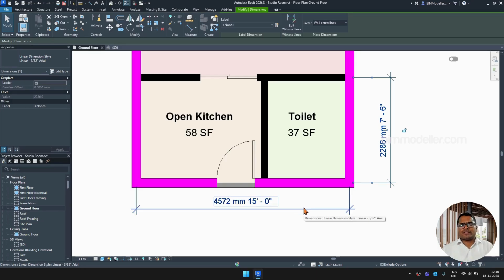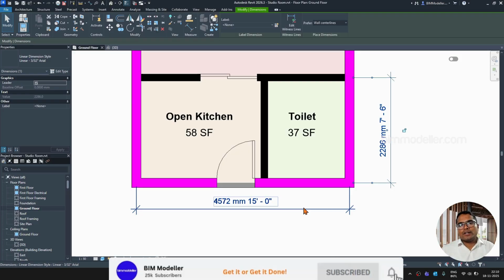So this is just a simple video that explains how to change the decimal places, how to add an ending millimeter or feet and inches option, and how to show the additional value, which is the additional unit value, in the Revit dimension. I hope you are following us.